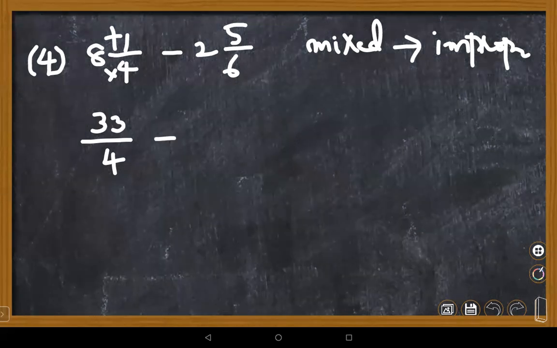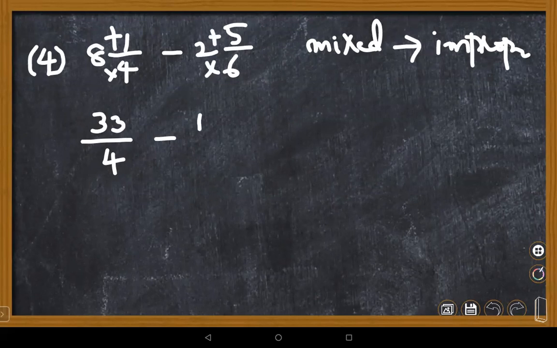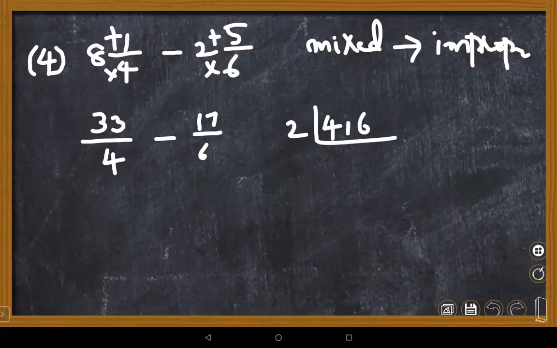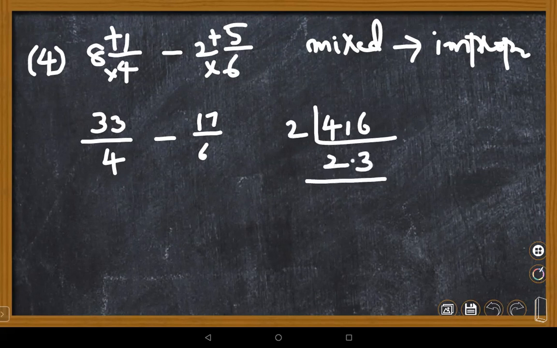Next, 6 2s are 12. Ma'am, 12 plus 17, ma'am, 17 by 6. So now what are the denominators? 4 and 6. So LCM of 4 and 6: 2 2s are 4, 2 3s are 6. Now what is the LCM? You just multiply all: 2 into 2 into 3. So 2 2s are 4, 4 3s are 12.